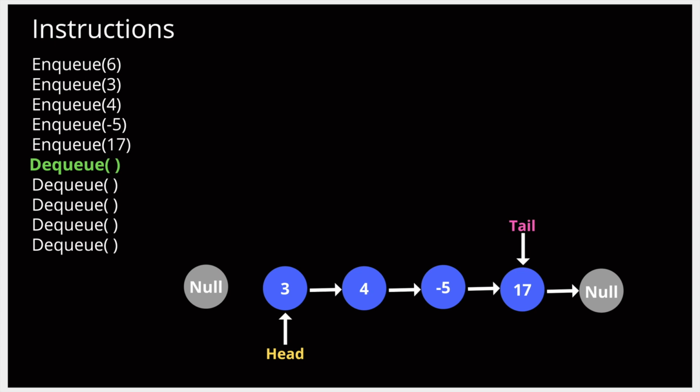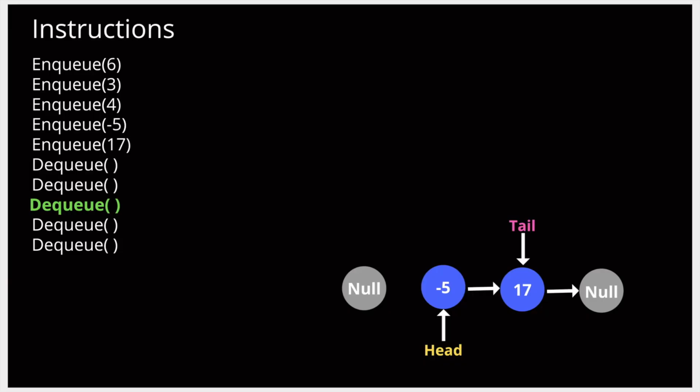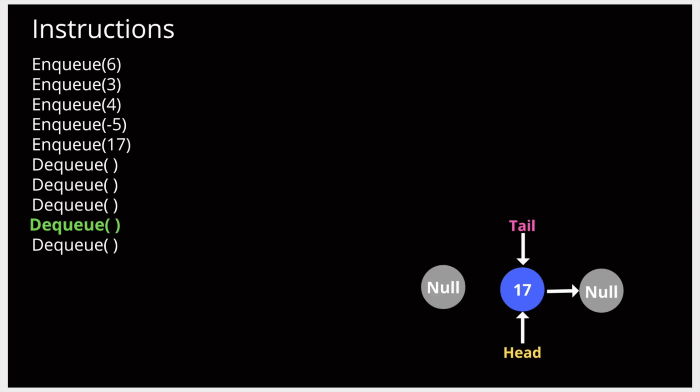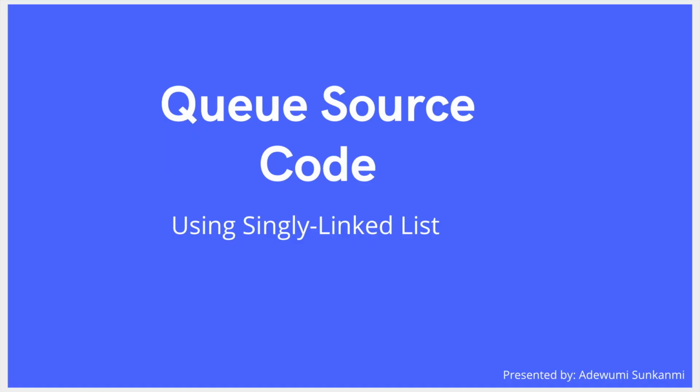Now to dequeue 3, we have to shift the head pointer from 3 to 4, like this. To dequeue 4, we have to shift the head pointer from 4 to -5. I believe you get the pattern now. So we're going to dequeue -5, then dequeue 17. So the tail and the head now point to null. This is an overview of how you can use a singly linked list to implement a queue abstract data type. All right, so let's take a look at the source code.